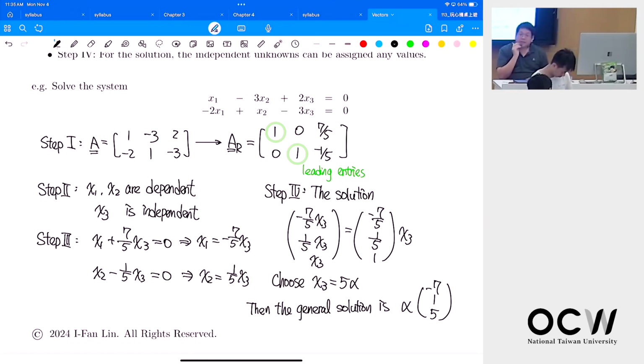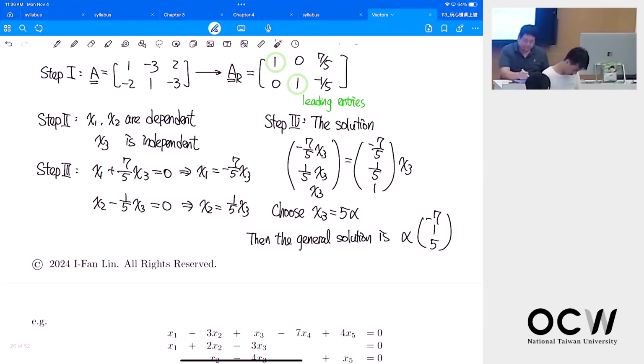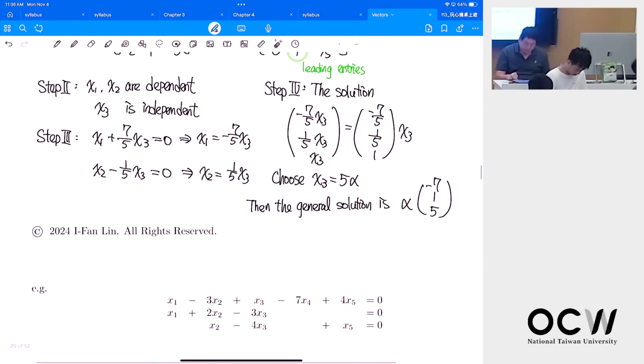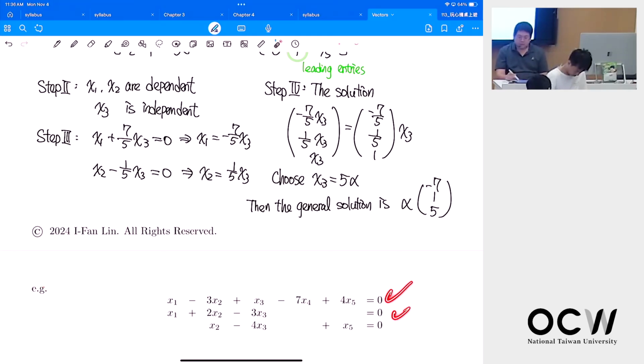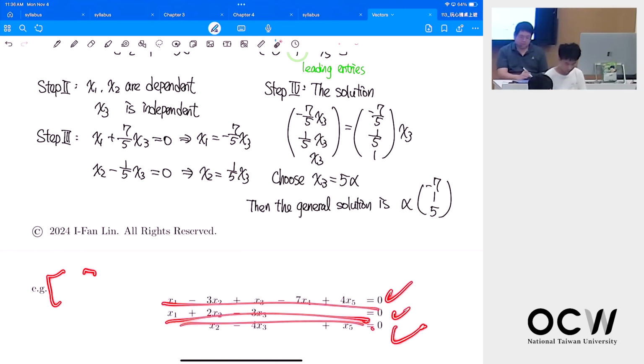Let's see another example. Now I have 5 unknowns, x1 to x5. If I write this system as Ax equals 0, what is the size of A? 1 by 1, 2 by 3, 4 by 5, 7 by 6? How many equations do we have? We have 3 equations, right? 1, 2, 3. Then the row count is 3. So the matrix is 3 by what? How many unknowns? 5. So it should be 3 by 5.